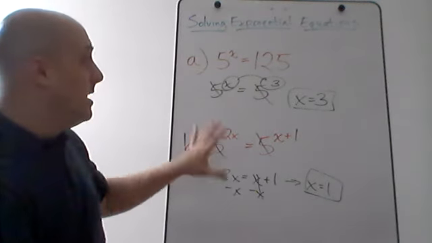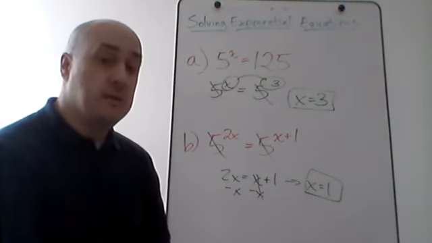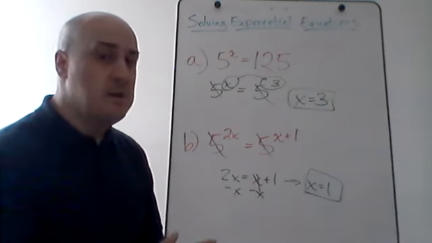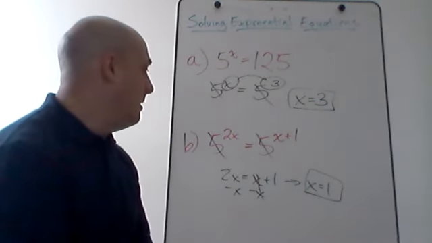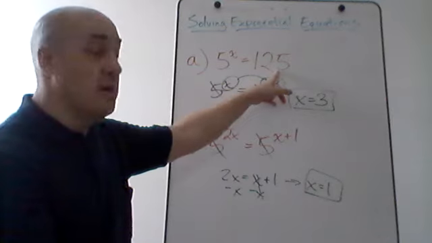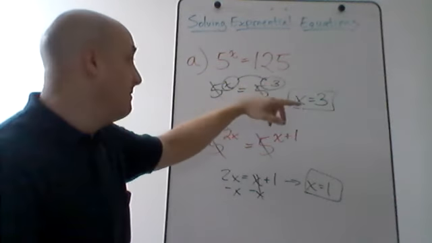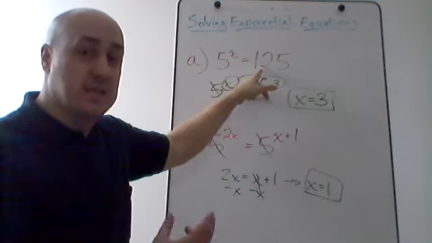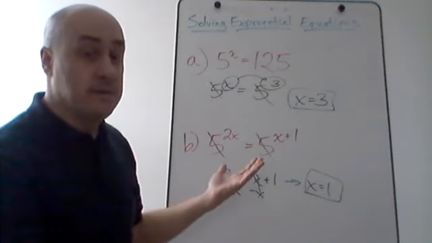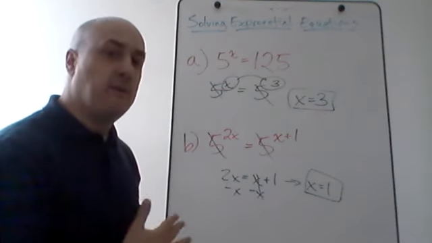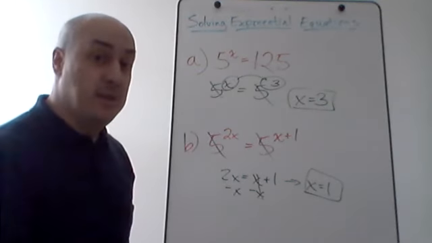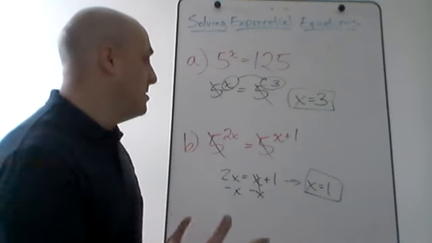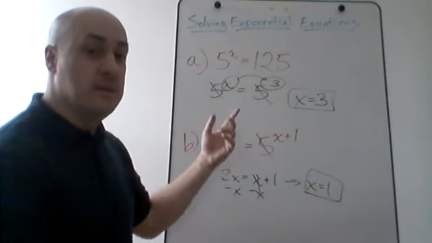All right, so that's a simple type of exponential equation. Most exponential equations are not like that. A lot of times, if this was 5 to the x equals 120 instead of 125, well, I can't write 120 as 5 raised to a power, and this method is not going to work. So now I have to use a different method, which I'll talk about in the next video, how to actually solve an exponential equation when it's not one of these simple types.